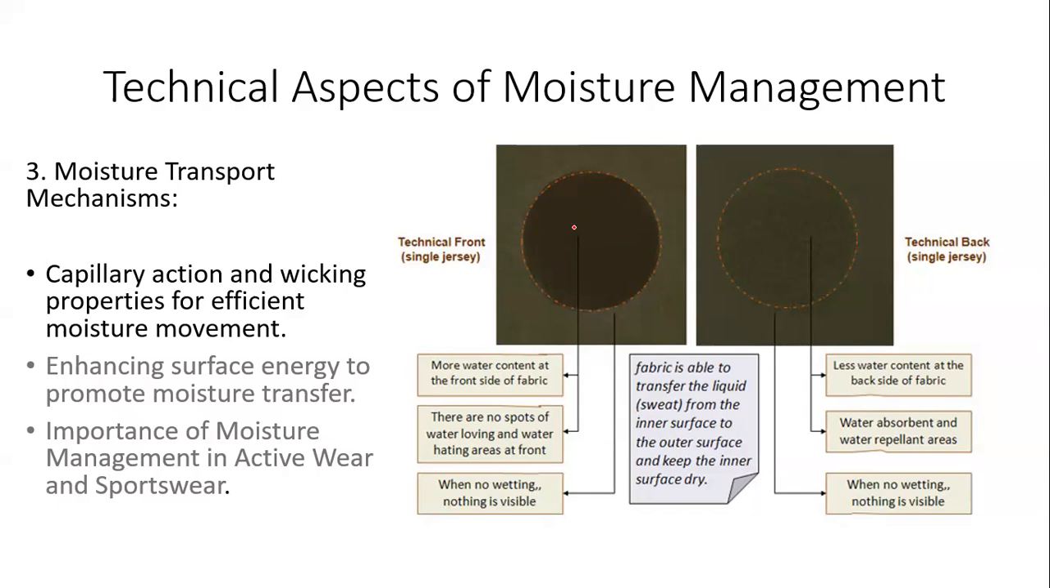And also, there are no spots of water loving and water hating areas at the front. It's very, very uniform. Sometimes when you blend the fibers together to have polyester and cotton blends, you will see spots, visible to the naked eye. It is because they are not uniformly spread. Water loving and water hating areas, if they are not uniformly spread, you will see spots. So therefore, if the radial spreading is very high, you can evaporate them more quickly.